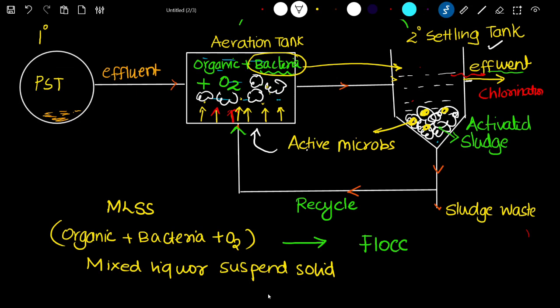So this is the whole process that is happening in an activated sludge process. The process goes on, and finally, in the form of sludge, you will get the BOD removed, and the effluent will have almost 80 to 95% BOD removed in the form of the sludge. This wasted sludge can further be dried and subjected to the sludge treatment processes.